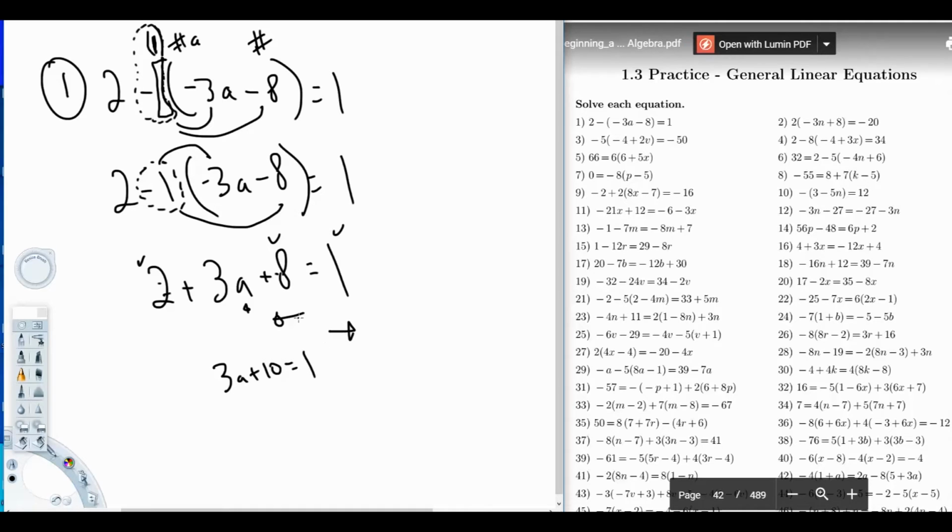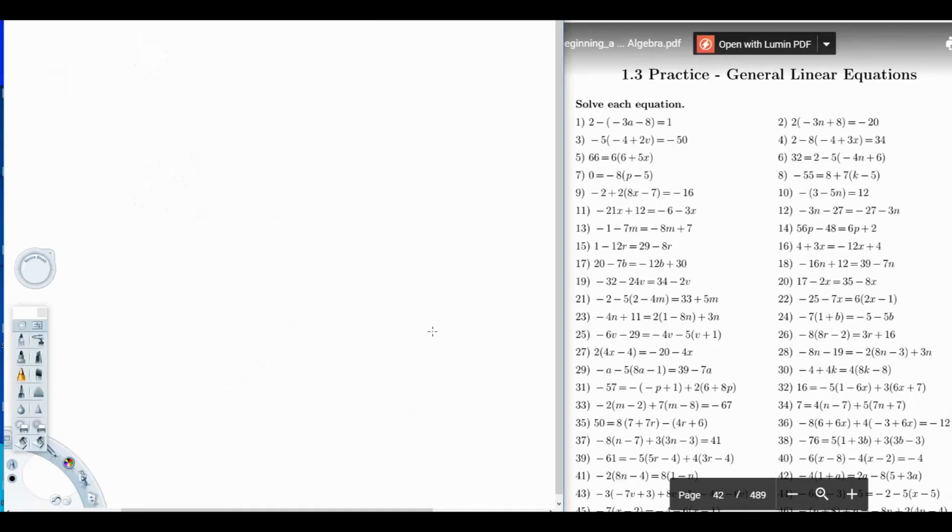Do we agree? And we want to put the 10 on this side, so we'll subtract 10 on both sides. And we get 3a equals 1 minus 10 equals negative 9. And here we divide both by 3, and we get a equals negative 3. Number 2.